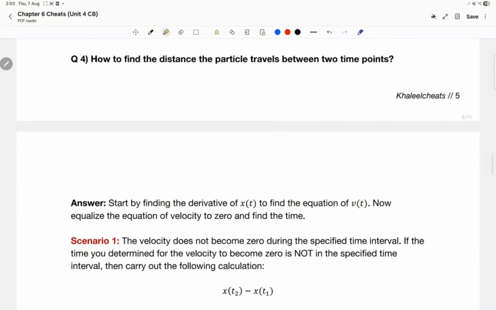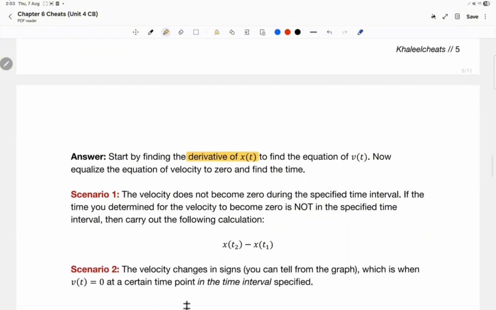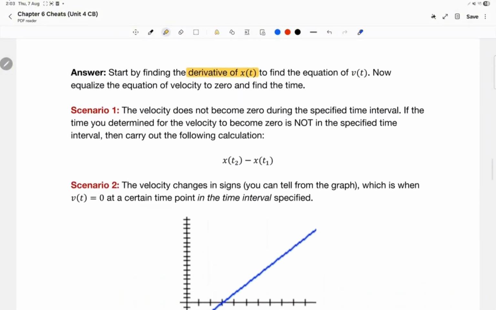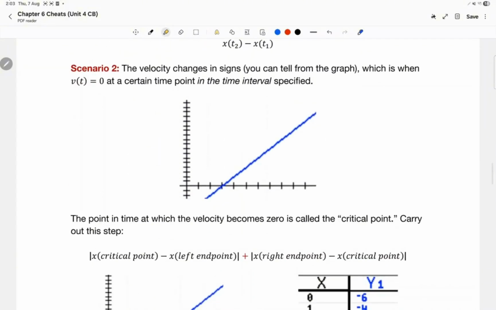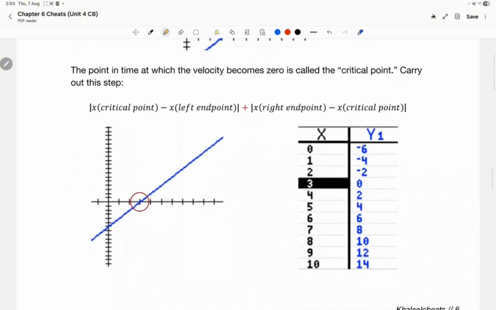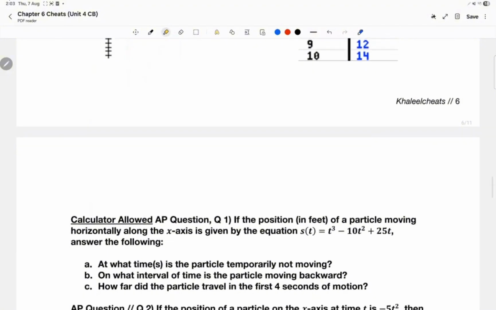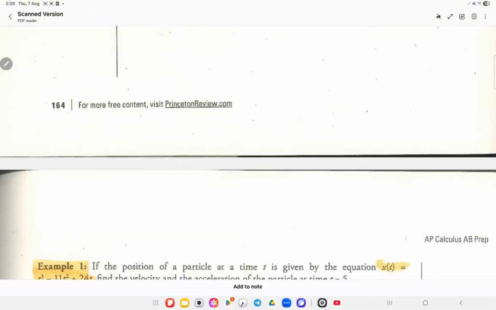How could you find the distance between 2 points? You first find the derivative of x, which basically means you find the equation of v, make it 0, and find the time. Isn't that physics? It's semi, fully, it doesn't matter. Let's jump to the book. Let's look at example 1.